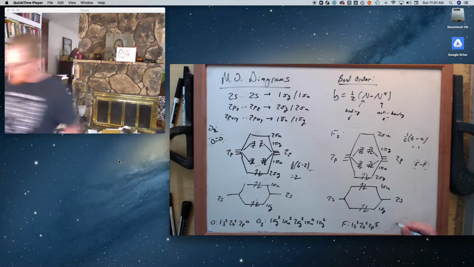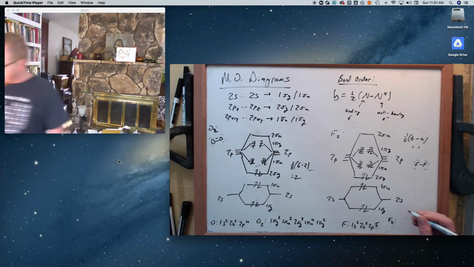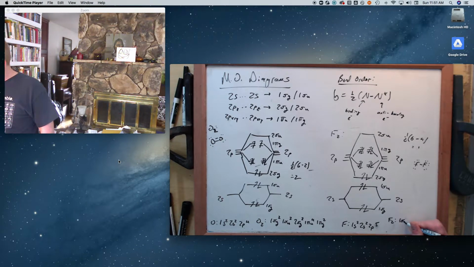Really quick, sorry, one last thing I forgot to write. Let's write the molecular configuration for F2, right? 1 sigma G2, 1 sigma U2, 2 sigma G2, 1 pi U4, I'm running out of room, 1 pi G4.